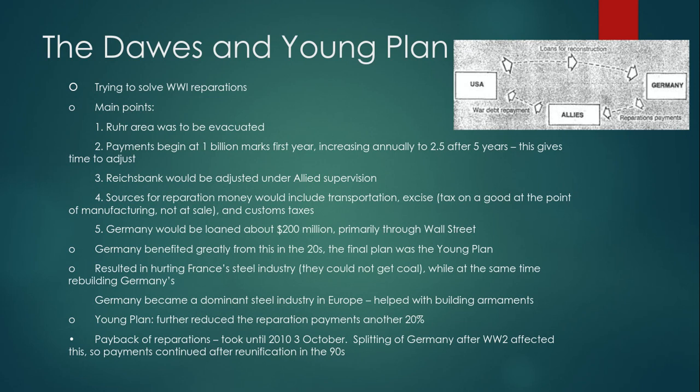Once France goes into the Ruhr region, Germany actually called for passive resistance. So workers were to do nothing, kind of like a strike. The problem is the government was still printing more and more money to pay them, so increasing inflation.